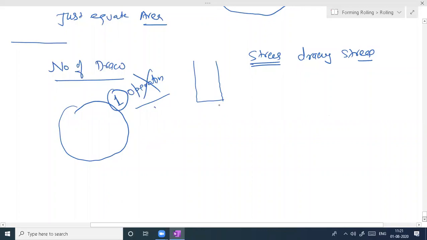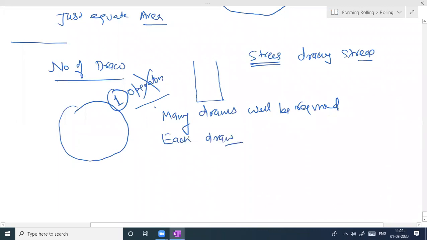So deep drawing is generally performed in a number of draws. Many draws will sometimes be required, and each draw has limitations, which we will also discuss. First we will do load estimation. Let us discuss load estimation. Understand this, load estimation is very important.